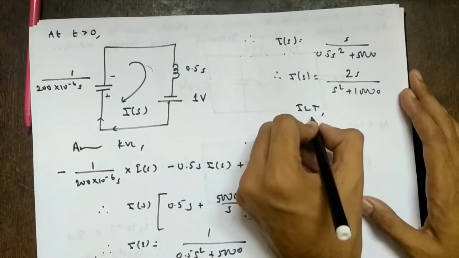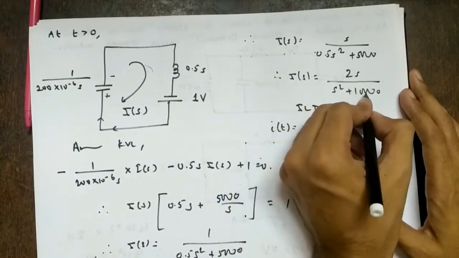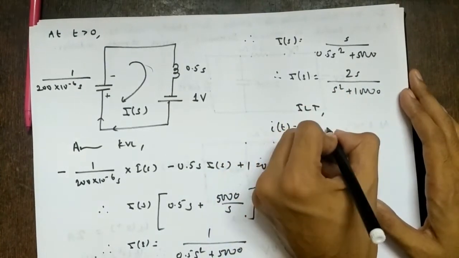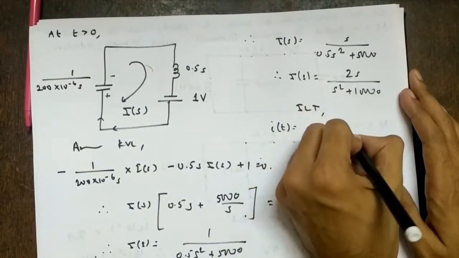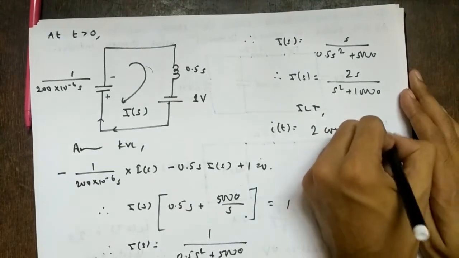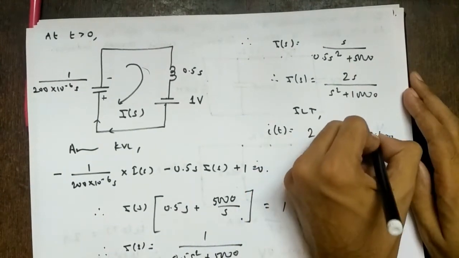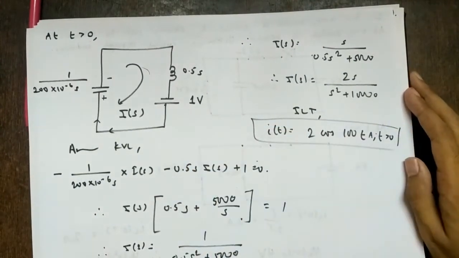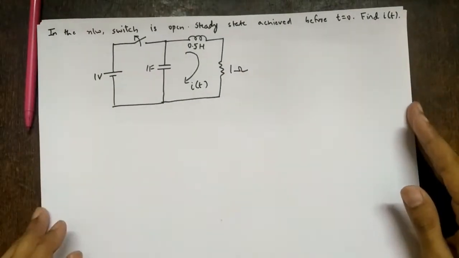So I of t will be, so this is of the form s upon s square plus omega square. So cos, so 2 cos, omega square is 10,000, so omega is 100 in fact. So 2 cos 100t for t greater than 0. Unit is ampere. Right? So these are quite simple sums which you can solve. Okay.